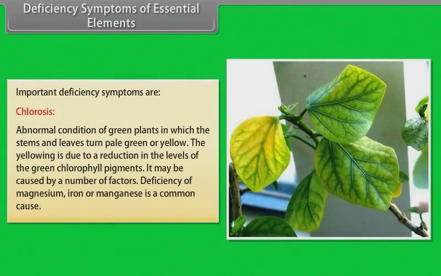an abnormal condition of green plants in which the stems and leaves turn pale green or yellow. The yellowing is due to a reduction in the levels of the green chlorophyll pigments. It may be caused by a number of factors. Deficiency of magnesium, iron, or manganese is a common cause.